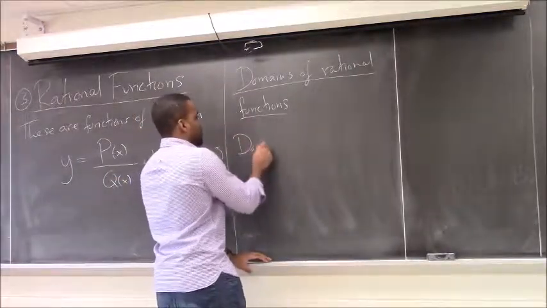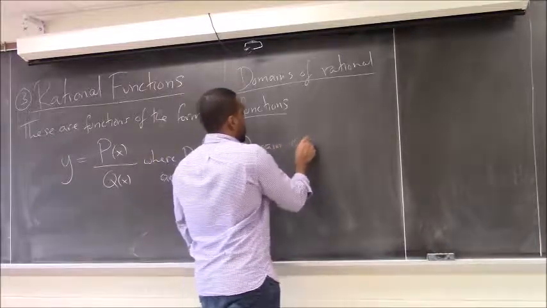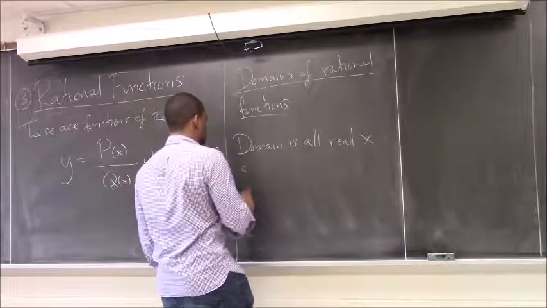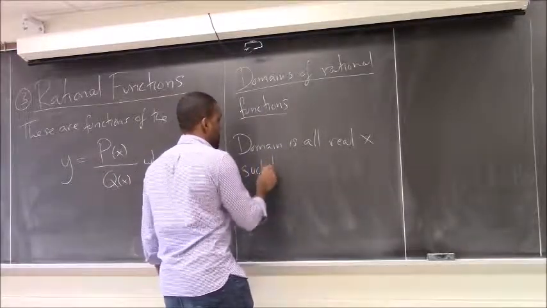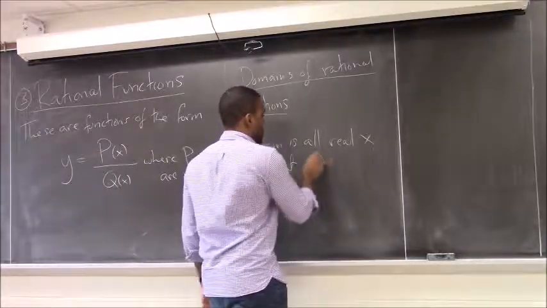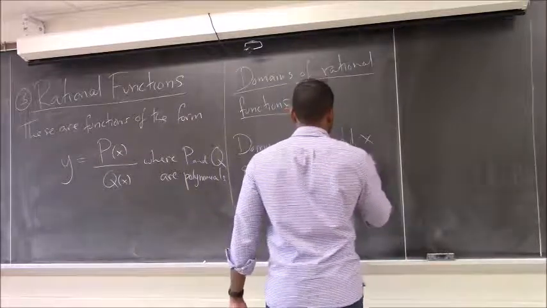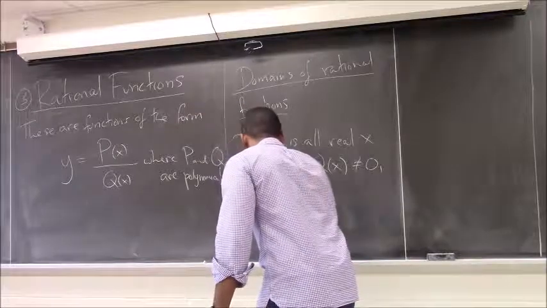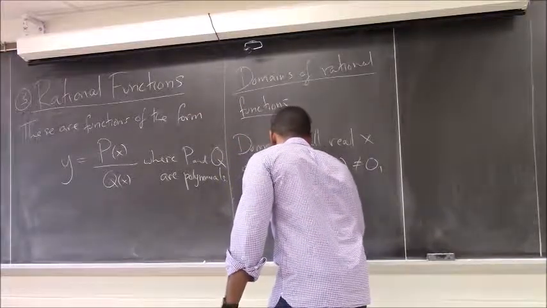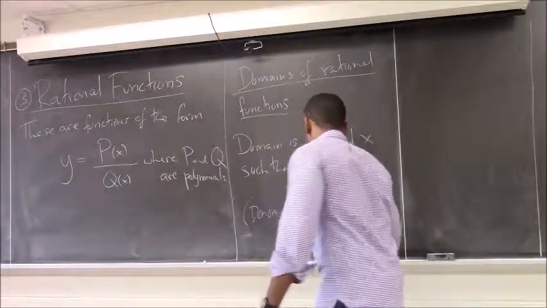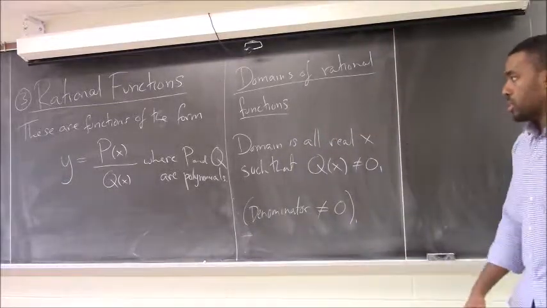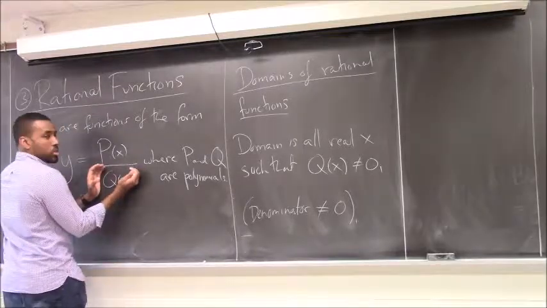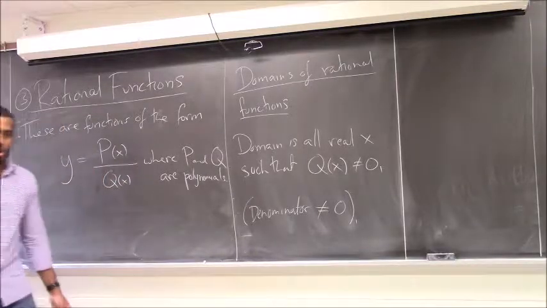The domain is all real x such that q of x is not equal to 0. And q of x here, of course, refers to the denominator. The denominator cannot be 0 in a rational function. So if you want to find the domain of a rational function, you take the bottom, set it equal to 0, solve for all those x values, and you have to avoid those x values.